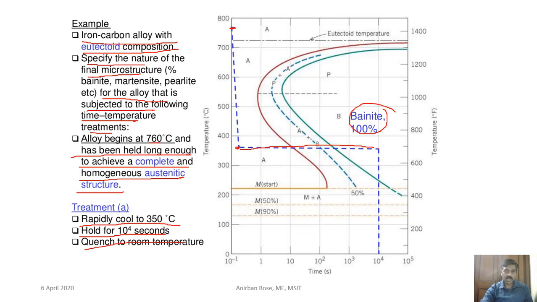Second part, and quench to room temperature. So after converting to 100% bainite, if you quench it to room temperature, that means if you put it into the water and wait for it to come to room temperature, then you will find that it is 100% bainite, because it is already transformed to bainite.